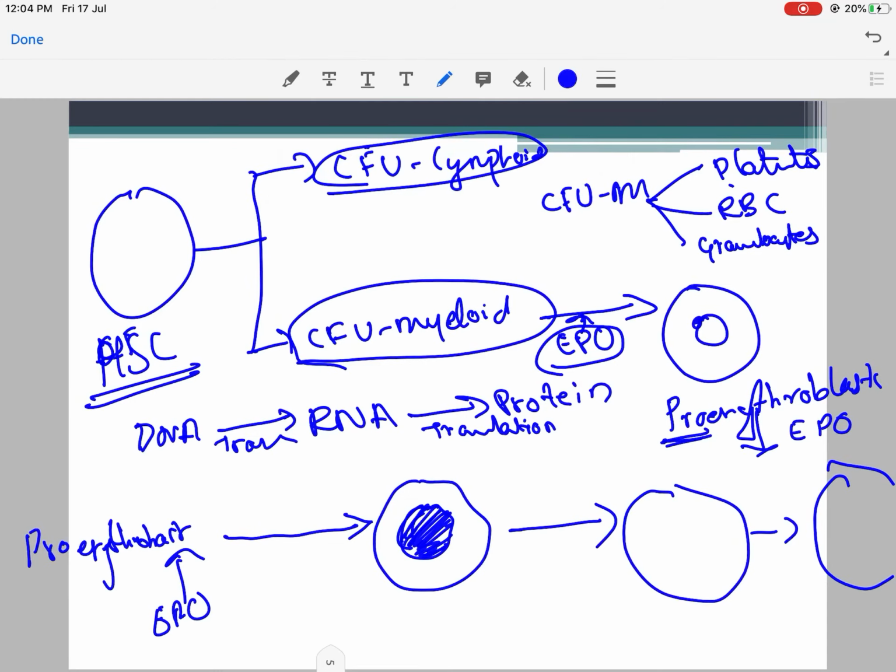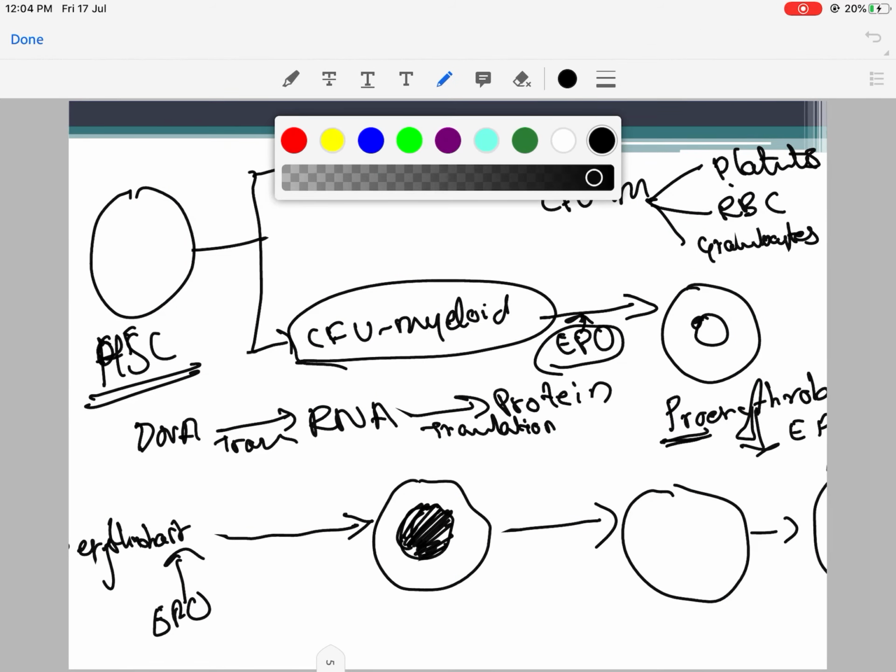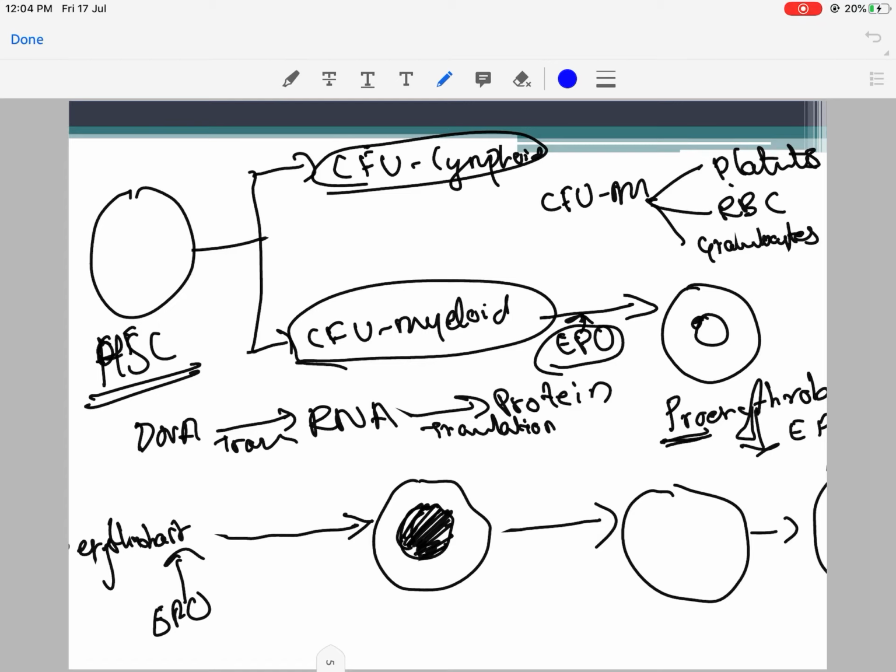Because of transcription, there is production of RNA. Because RNA is basophilic in nature, the cytoplasm here is basophilic, so it is called basophilic normoblast.